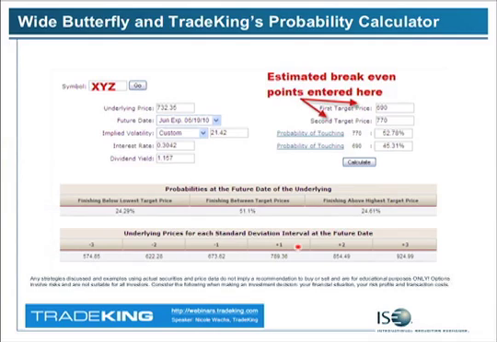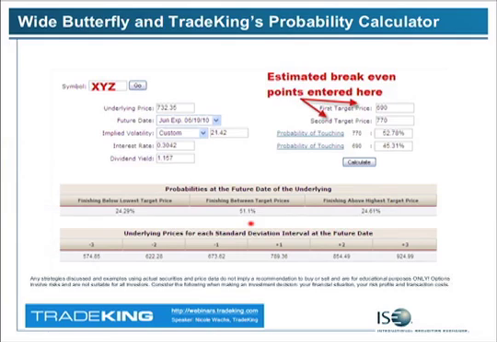The break-even points came out to 690 and 770 for the trade that I already went over, which was buying the 650 puts, selling the 730 calls and puts, and buying the 810 calls. So the break-even for that specific trade, I then entered into these fields up here, 690 and 770. When I did that, it populated this row of numbers here. The middle number is what I'm going to focus on, and that says 51%. So this says finishing between the target prices.